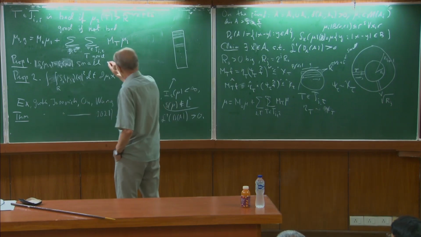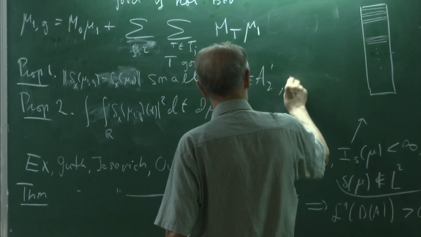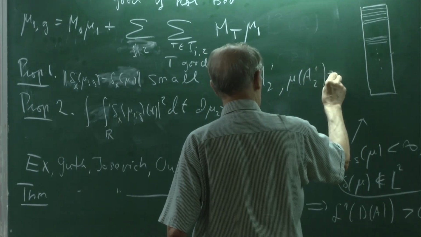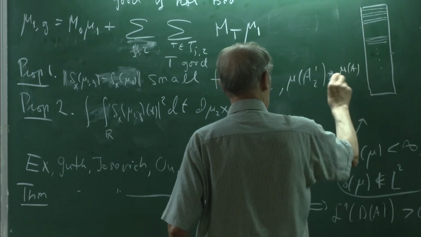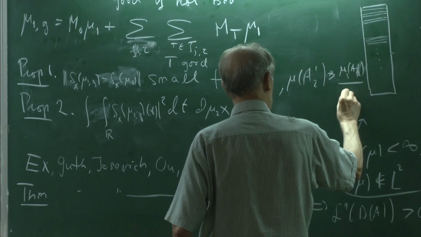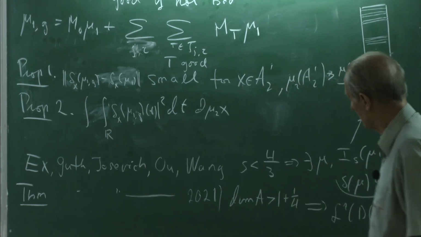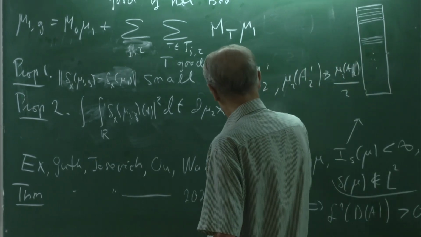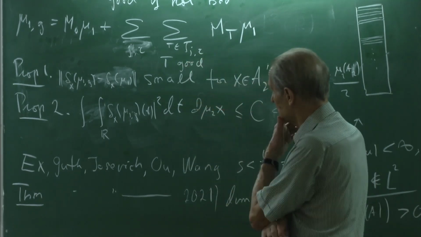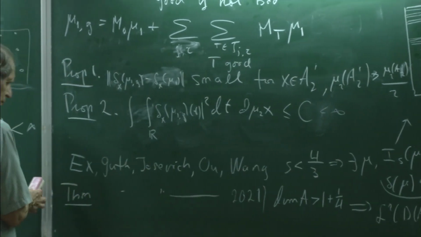But this is small for x in A2 prime, which has small measure, so it doesn't have to be for every x in A2 in mu2 measure. But for not many. And this is bounded by some finite constant. So then, once we have this, it's easy to finish the proof.